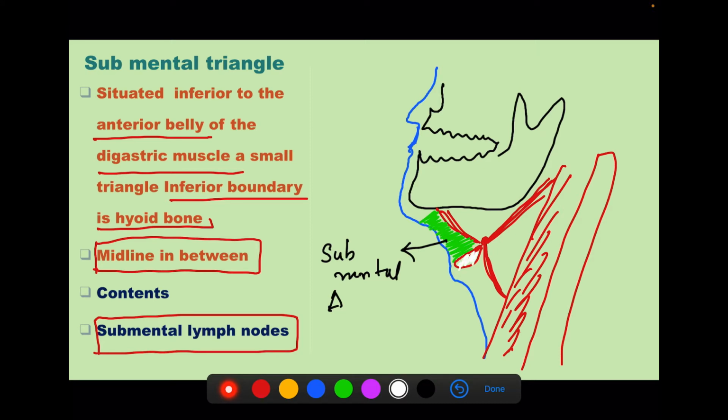This is the hyoid bone, which is the inferior boundary, and this one is the anterior belly of the digastric muscle.